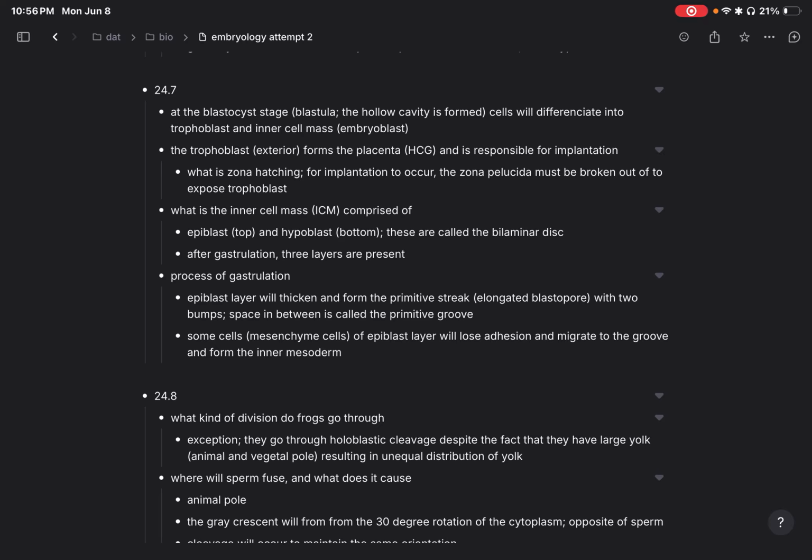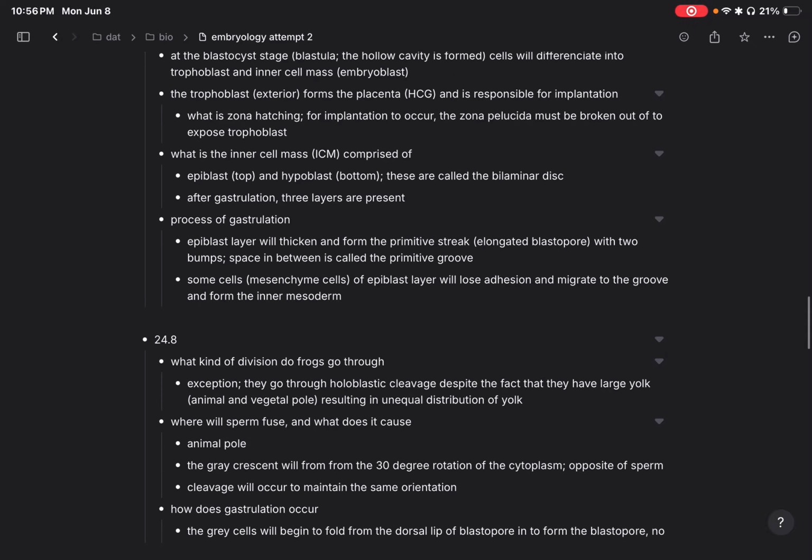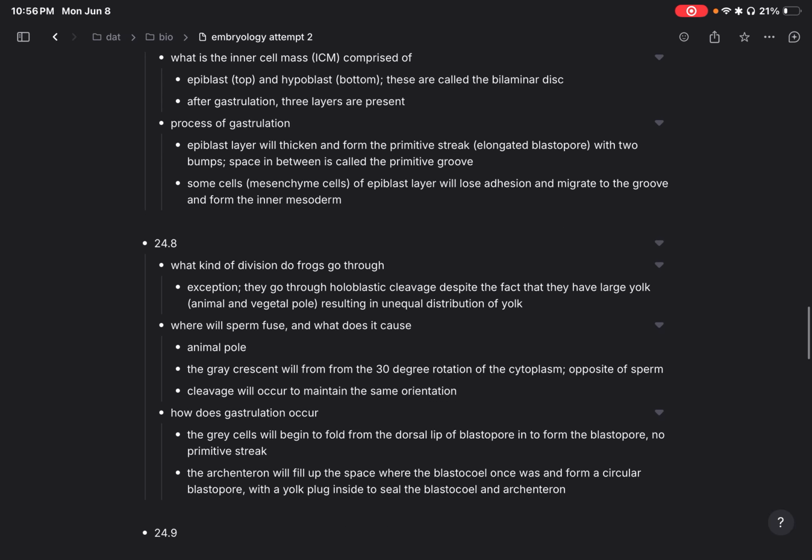You're going to start forming 2 bumps with a groove in the middle, and that's going to be called the primitive groove. Now some cells, which are called mesenchyme cells, from the epiblast layer, the top part of the layer, will lose adhesion and migrate towards the groove and form the inner mesoderm layer. We're going to go from a bilaminar disc to a trilaminar disc. Hooray.